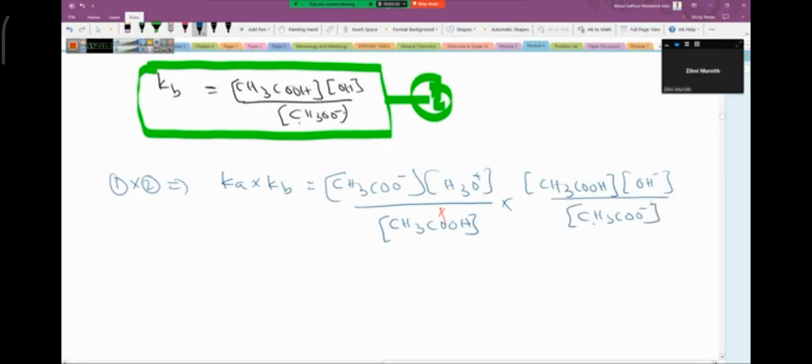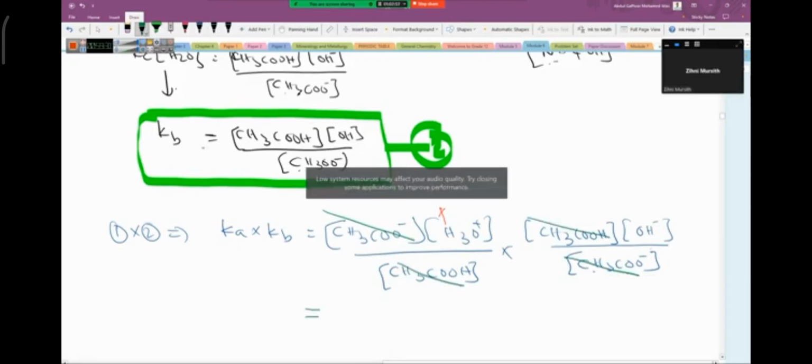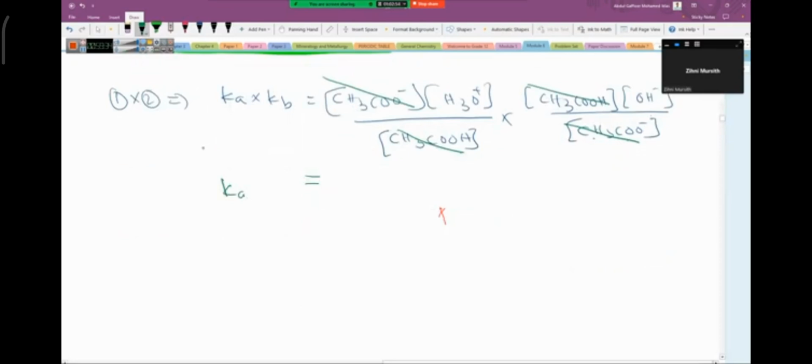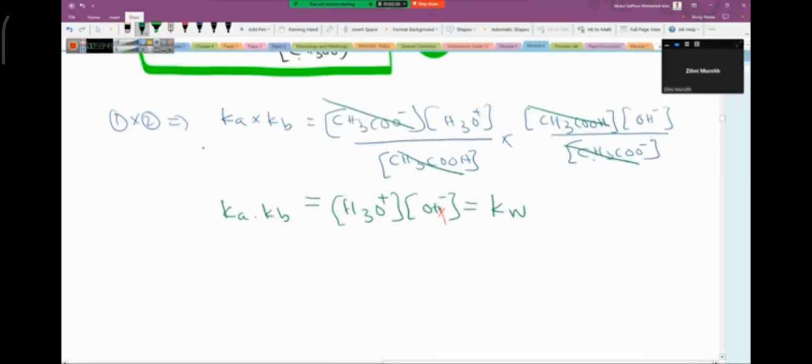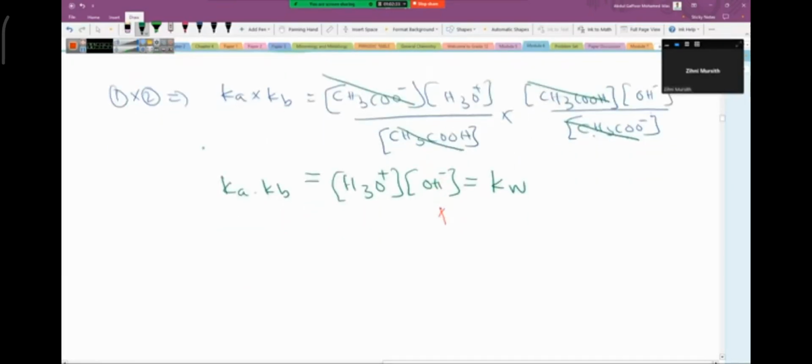These are a pair of conjugate acid and conjugate base. Now from this I can eliminate these terms. So what will I be left with? I will be left with Ka into Kb equal to H3O plus concentration into OH minus concentration. H3O plus concentration into OH minus concentration is nothing but Kw. Did I teach you Kw first? No. Okay.